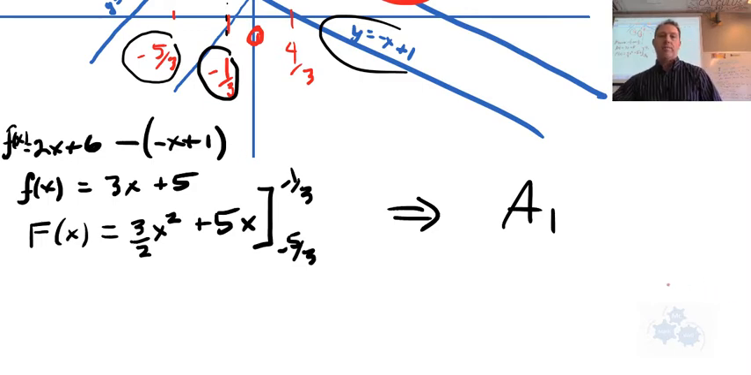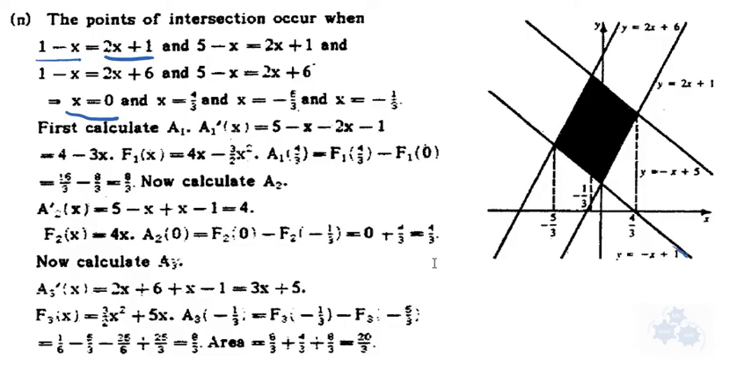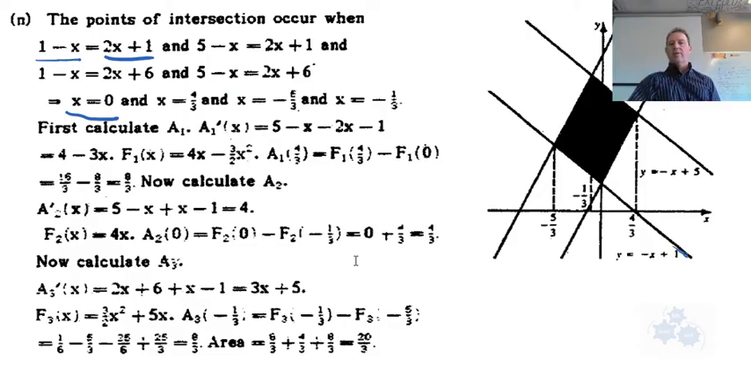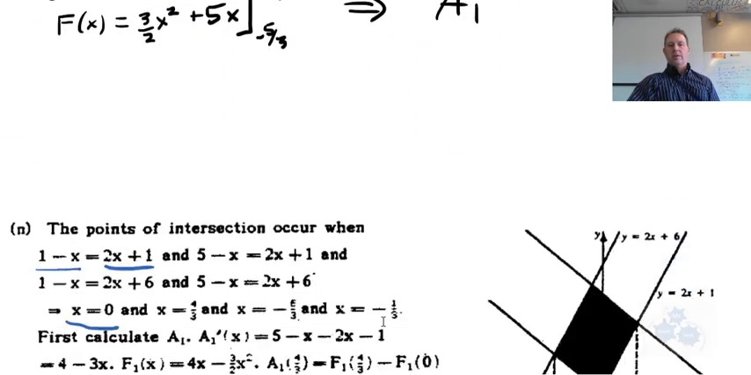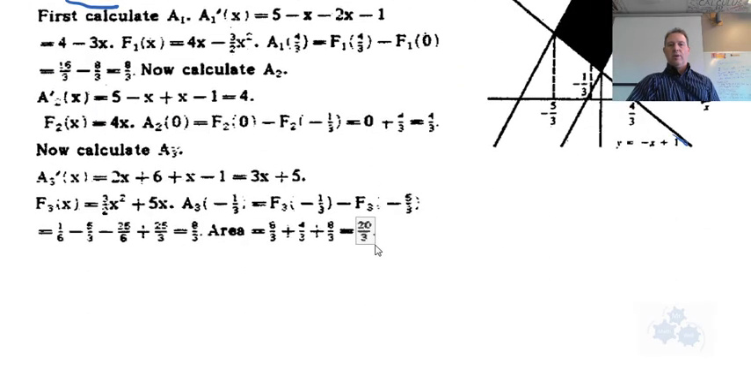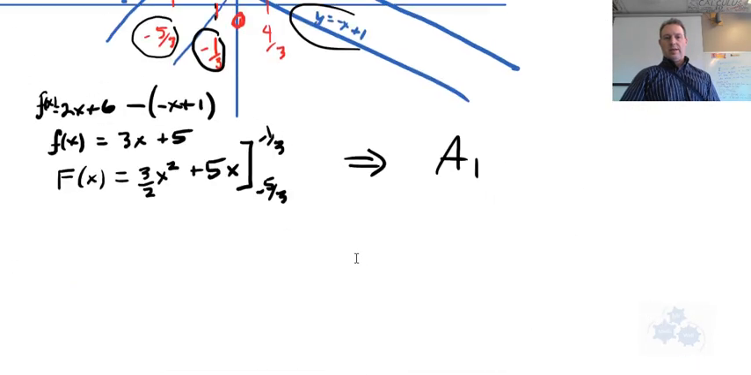Yep, I can. So as you can see here, the answer, once you've combined the areas of those three sections, 1, 2, and 3, the total area should be 20 over 3 units.